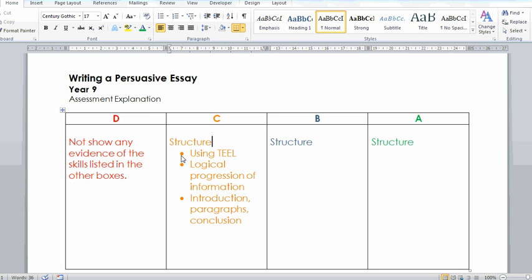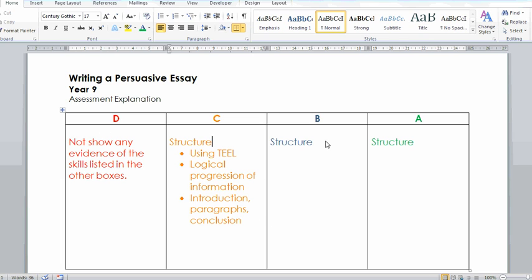But we can understand here that yes, structure is an important thing, and that's the main requirement for getting a C. If you can show a C, it doesn't matter so much about the other things that are in these 2 boxes. If you can show your structure, at least you know you've passed.